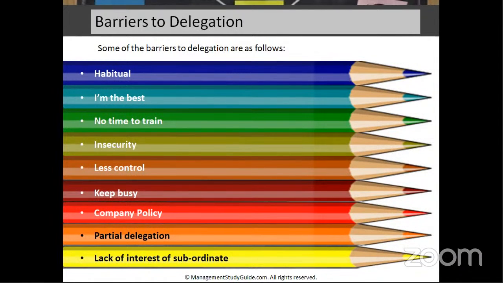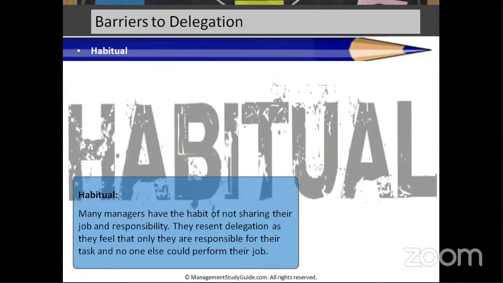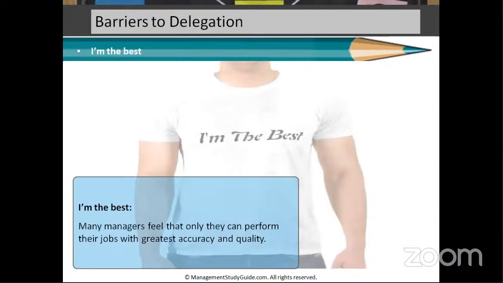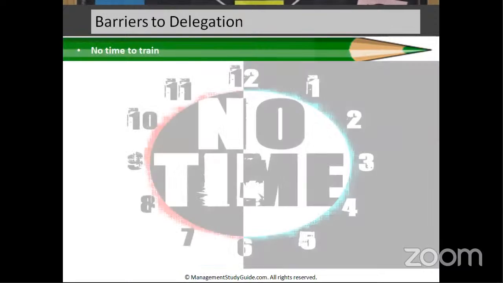Habitual barriers: I'm the best, no time to train, insecurity, less control, keep busy, company policy, partial delegation, lack of interest of subordinate. In the habitual, many managers have the habit of not sharing their job and responsibility. They resent delegation as they feel that only they are responsible for their task and no one else could perform their job. I'm the best. Many managers feel that only they can perform their jobs with greatest accuracy and quality.